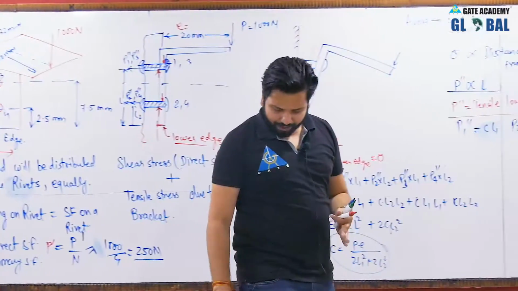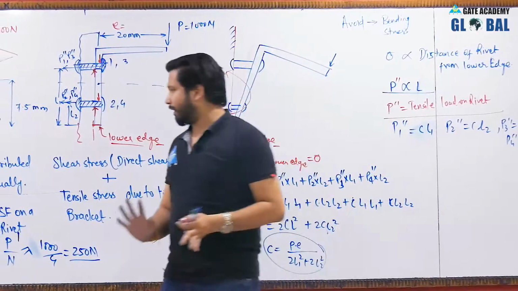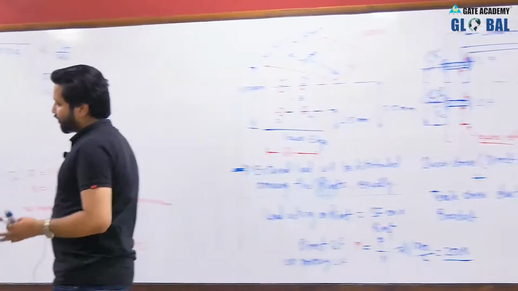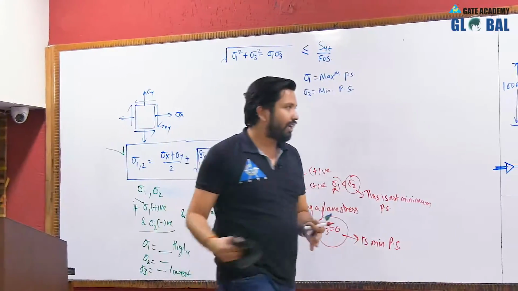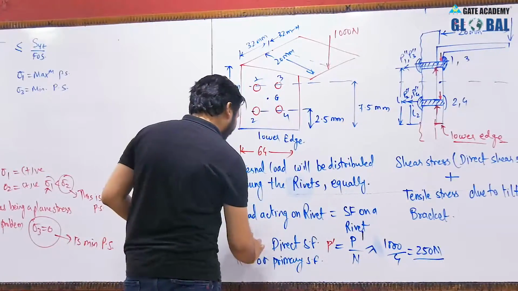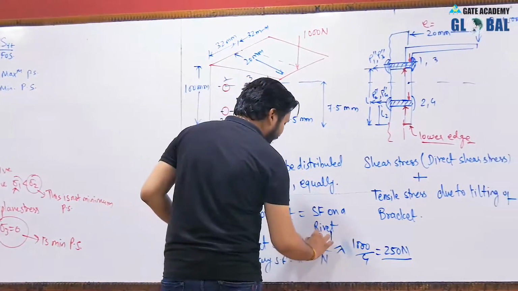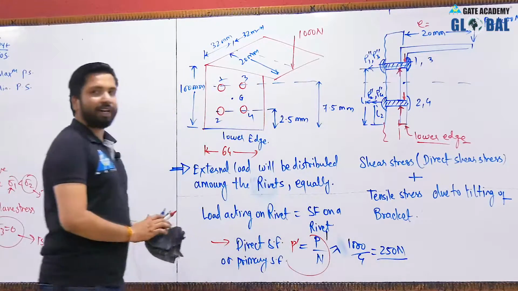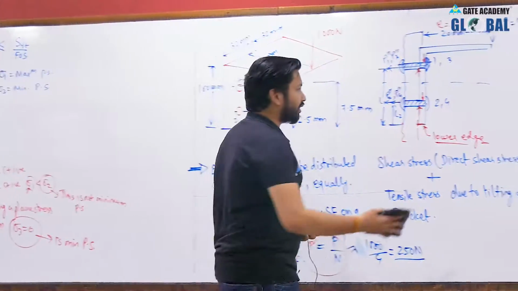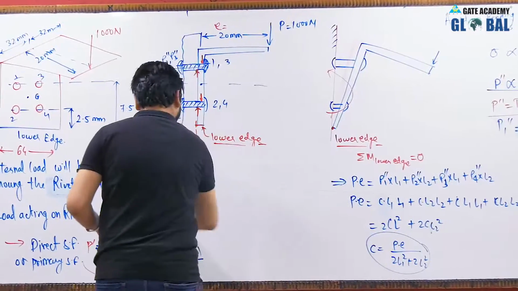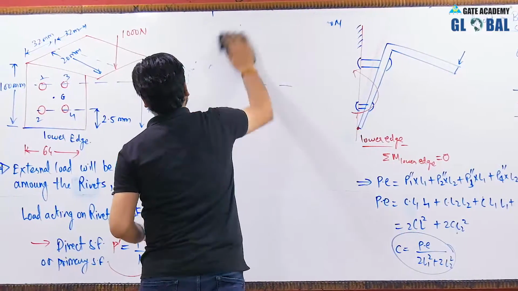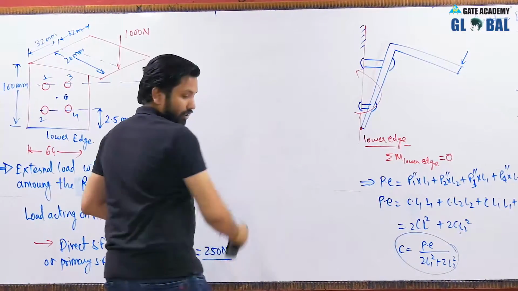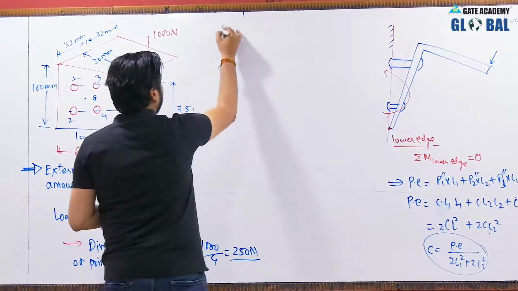So according to the question, we have to calculate the direct shear stress only, in megapascal. The direct shear stress will be due to the direct shear force, and the direct shear force will be equal to P divided by N. P is the external load and N is the number of rivets. So we can easily calculate the direct shear stress. Let us proceed to the answer.